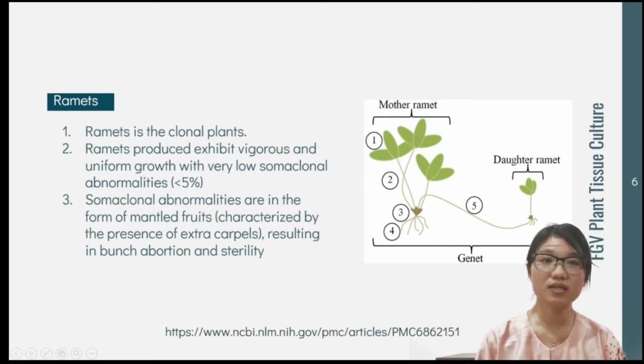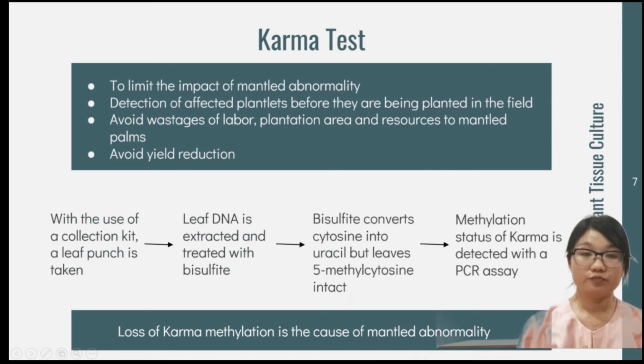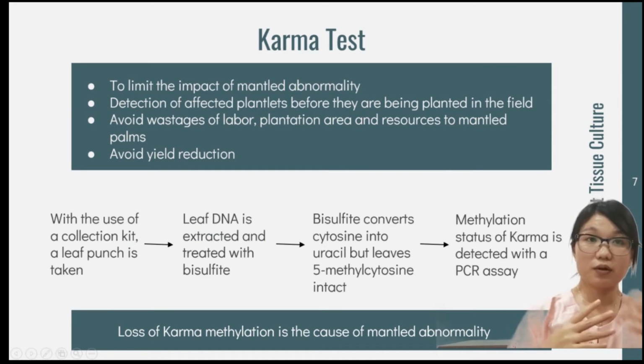Next, I would like to discuss about ramet. Ramet is a clonal plant which exhibits vigorous and uniform growth with very low somaclonal abnormalities, which is less than 5%. What are somaclonal abnormalities? Somaclonal abnormalities are in the form of mantled fruit that is characterized by the presence of extra carpels, resulting in bunch abortion and sterility. Now, I would like to discuss about Karma test.